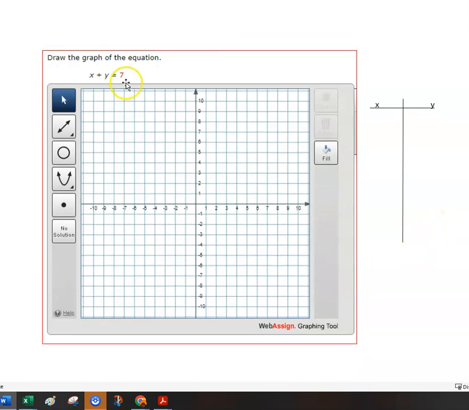Now, if you have something that's not straightforward, you should make an XY t-chart. So you're going to put anything for X or Y and solve for the other. Now, I purposely did this one, a very simple, straightforward one. So whatever you put in for X, solve for Y.